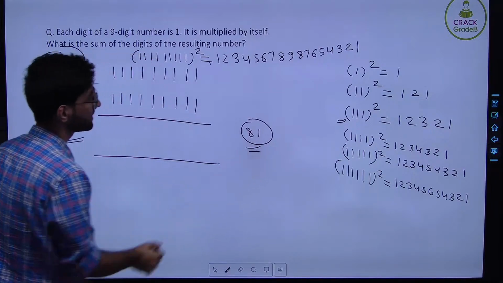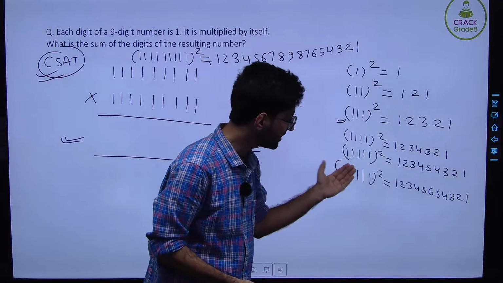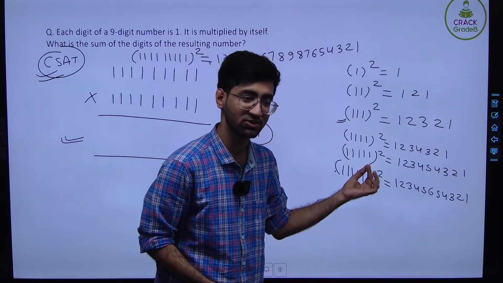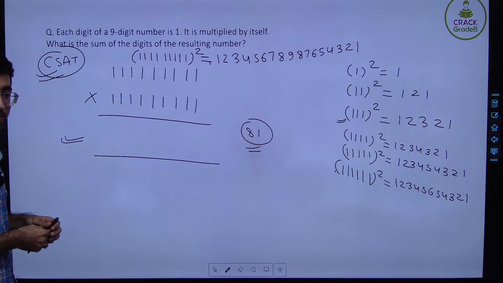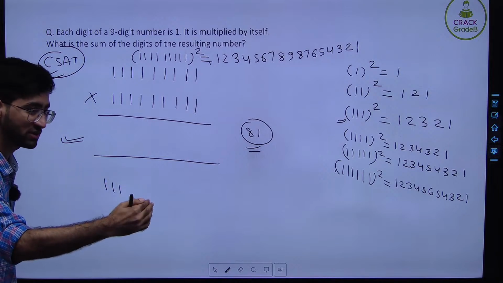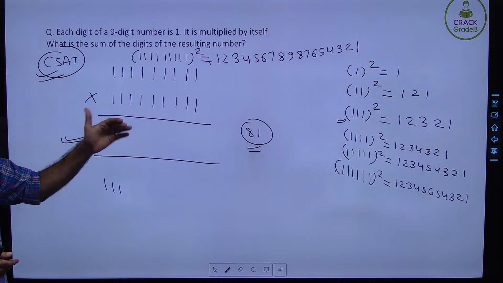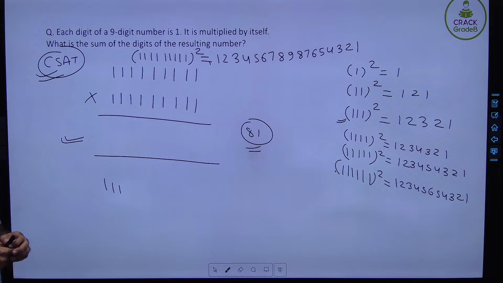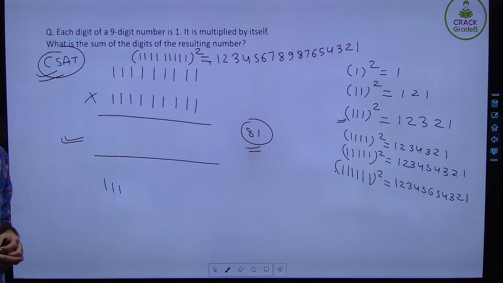Now remember, in the examination there will be many aspirants who have learned this kind of trick to write squares, but they wrote the question in a different way. If they asked it the usual way, trust me, definitely more students would be able to answer this question. But what did they write? Each digit of a 9-digit number is 1, right? So obviously we will not be able to think about this in the examination hall, right?